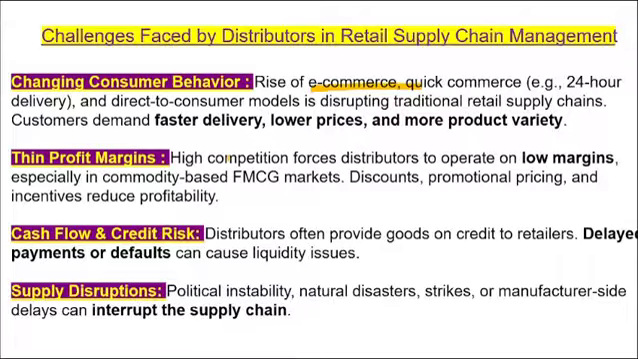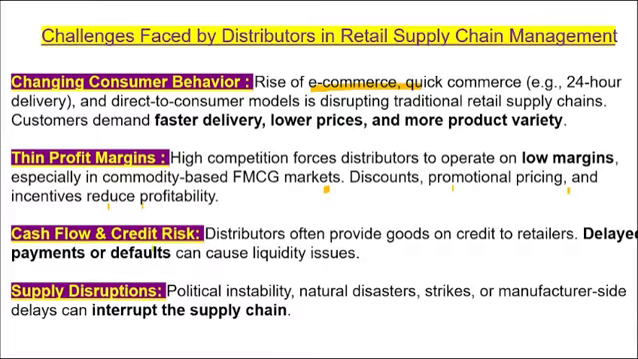Second, thin profit margin. You know that distributors are working on very low margins, like high competition. There is very high competition, and distributors operate on low margins, especially in commodities like the FMCG market. Discounts, promotions, pricing, and incentives reduce profitability. These things are also becoming a challenge for the distributor.